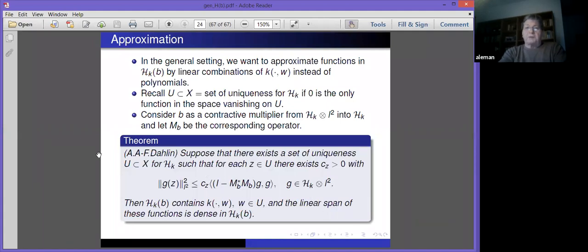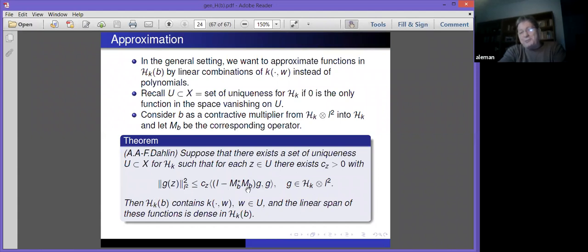So here's the hypothesis. Suppose in our abstract set X, we have a set of uniqueness such that we can estimate the point evaluation, so to say, in terms of the identity minus MB star and BGG. So this is a technical hypothesis. We're not really done with this theorem, but okay.